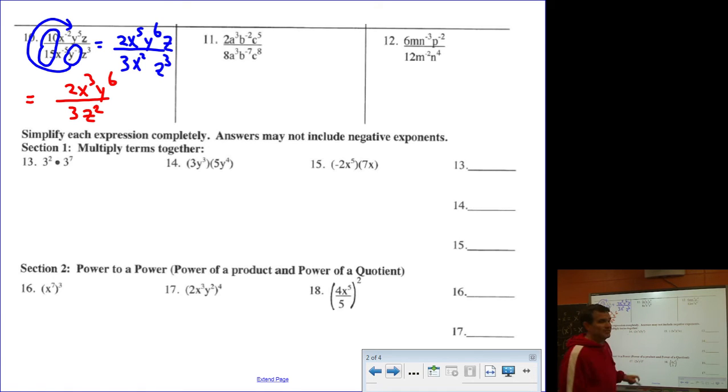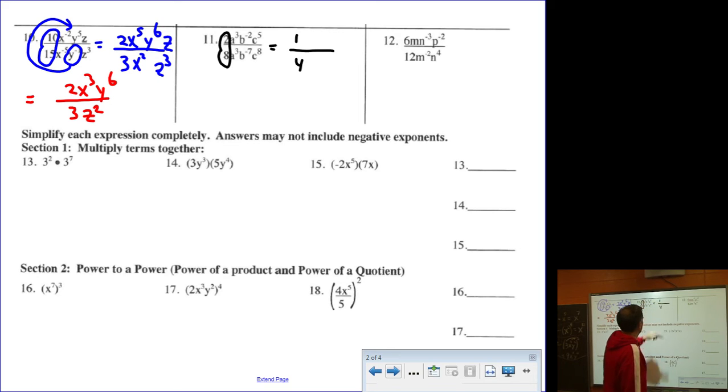Number 11 is very similar to number 10. We need to take the 2 over 8 and reduce it. That would be 1 over 4. So this time I'm going to talk through doing it in one step. I'm going to move the variables that have negative exponents and cancel all in one step. The a's have 3 on the top and 3 on the bottom. They all cancel out. There are no a's left in the problem.